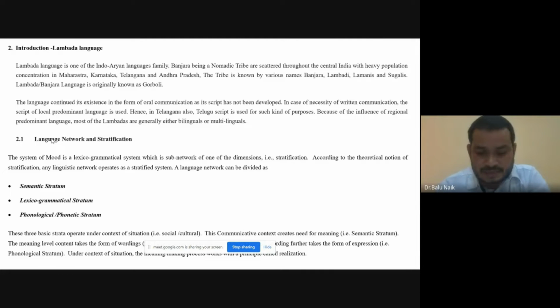Language network stratification. The system of mood is a lexicogrammatical system which is a subnetwork of one dimension. Stratification: according to the theoretical notion of stratification, any linguistic network operates as a stratified system. A language network can be divided into semantic stratum, lexicogrammatical stratum, and phonological and phonetic stratum.